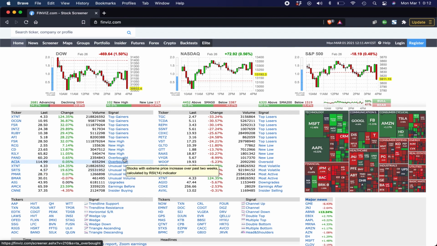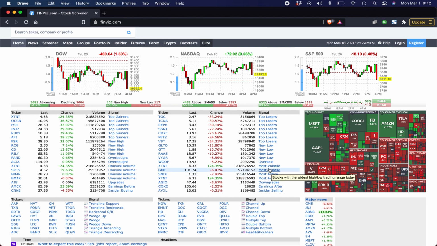You can even see signals like upgrades, analyst upgrades, and stocks downgraded by analysts today. You can see stocks with unusually high volume. You can see most active, most volatile. You can see insiders buying. You can see insiders selling a different stock.